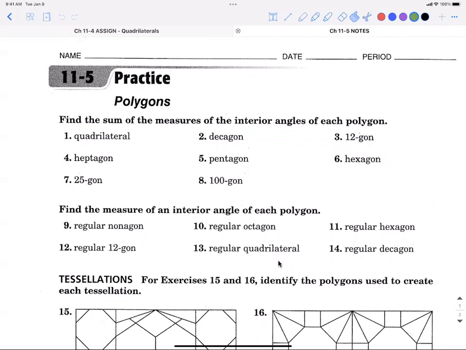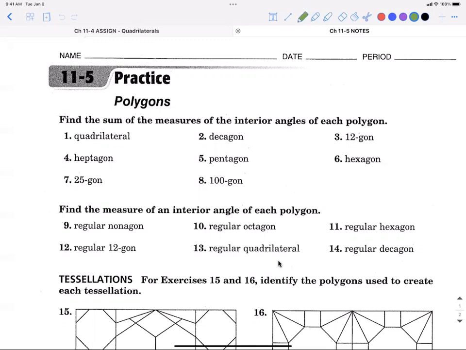Does anybody remember, without flipping over to your other side, what were the three things that were required for it to be a quadrilateral? 4 angles. Closed. 4 sides. Good. So for it to be a quadrilateral, it had to be a closed figure. It had to have exactly 4 sides and exactly 4 angles. Polygons are even more generic than that.